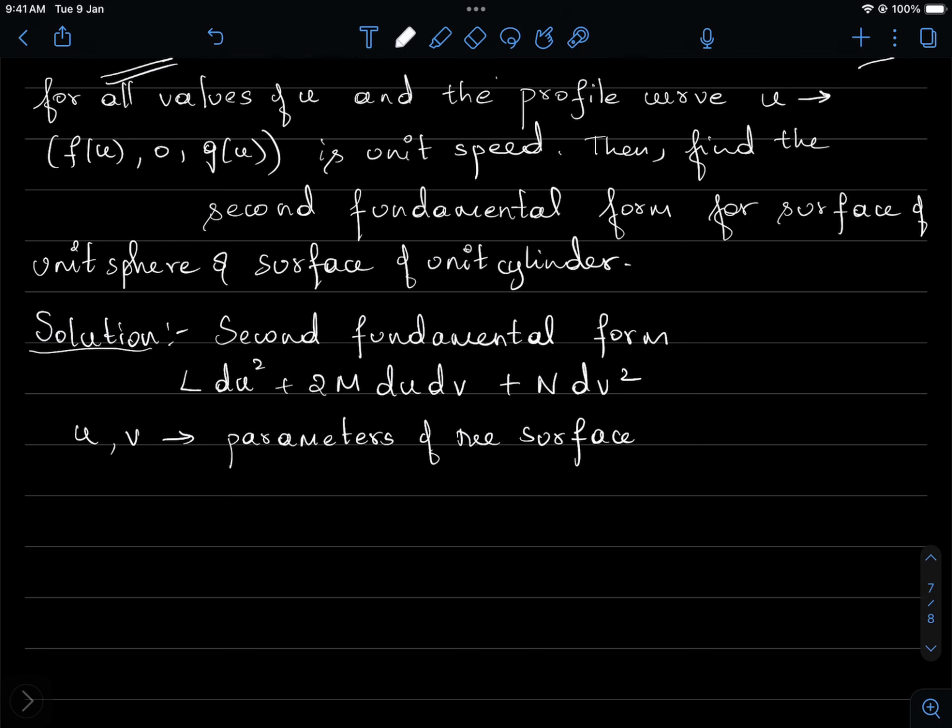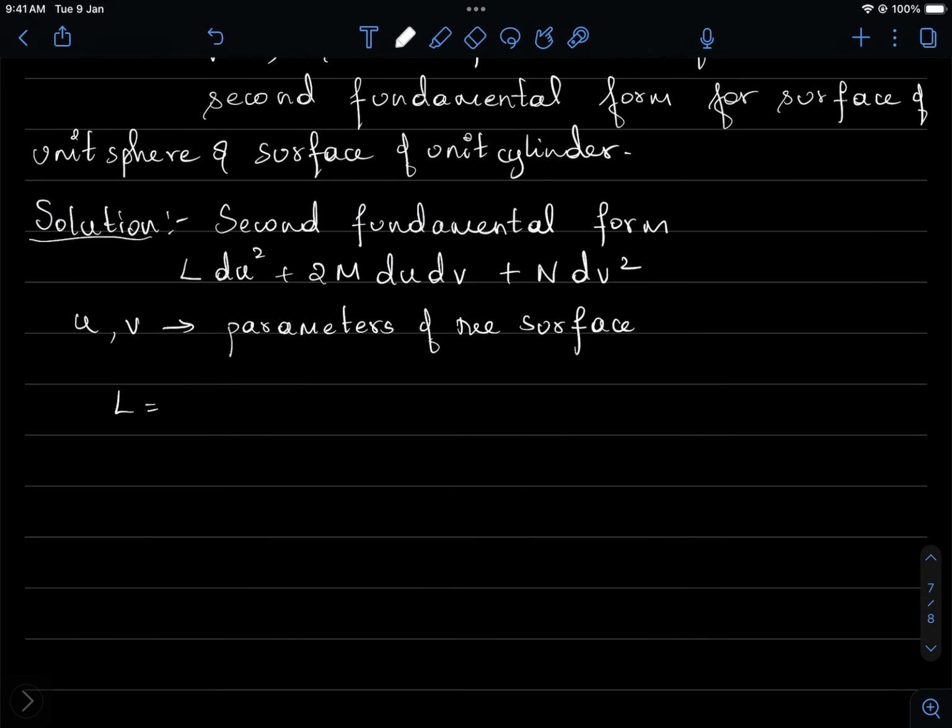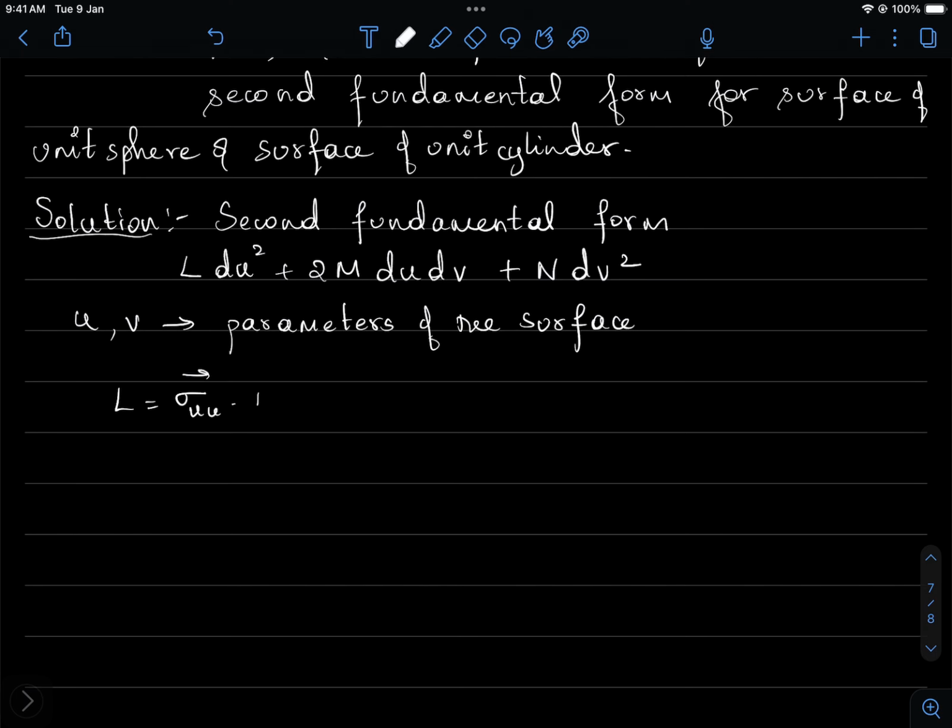What is L? L is defined as sigma uu, the second derivative with respect to u of the surface patch sigma, dotted with N. N is the standard unit normal. What is m? m is given by sigma uv, the second derivative with respect to u and v, dotted with N, the standard unit normal. What is capital N? Here it is given by sigma vv dot N.